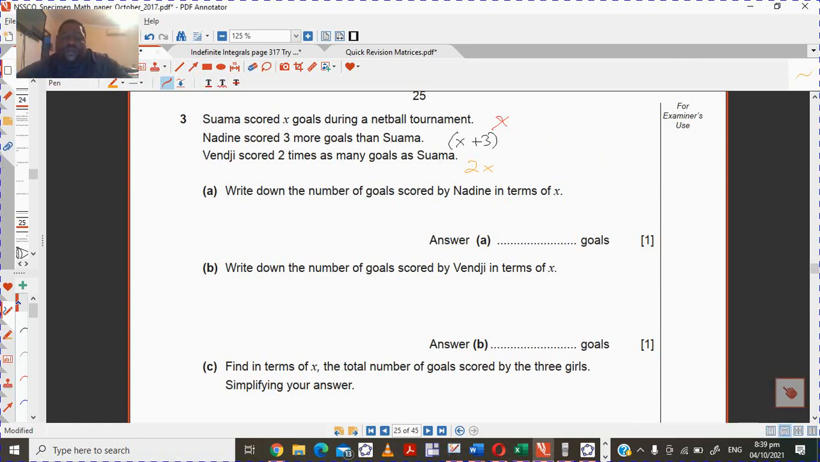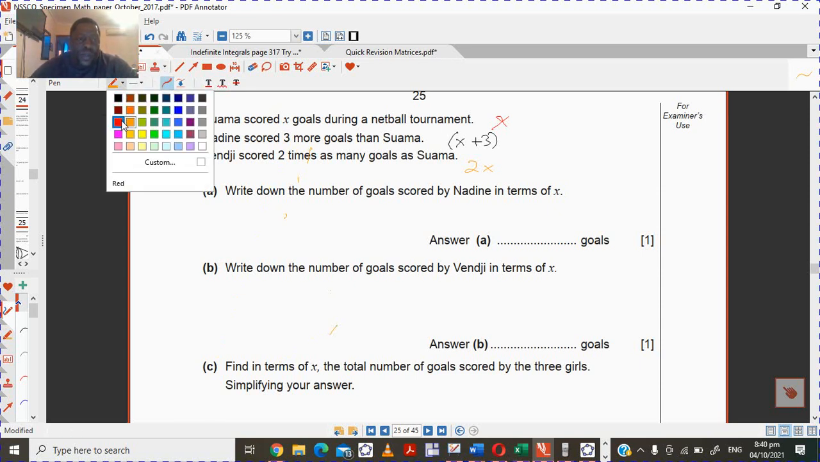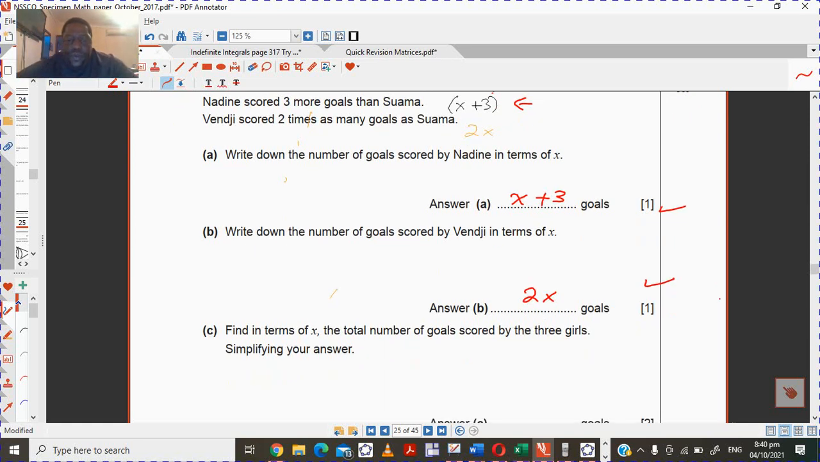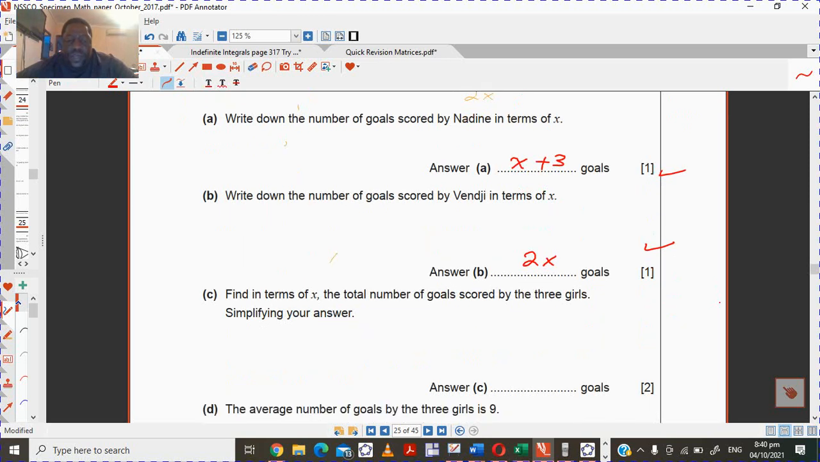Right, so write down the number of goals that is scored by Nadine. Right, so I did write it down. So let's just put it in a better color. Well, I tried to make it thin. So Nadine, she scored X plus 3. And then the number of goals scored by Venji. Venji is 2 times more than Swama. Okay, straightforward. So now write down in terms of X the total number of goals scored by all 3 girls.